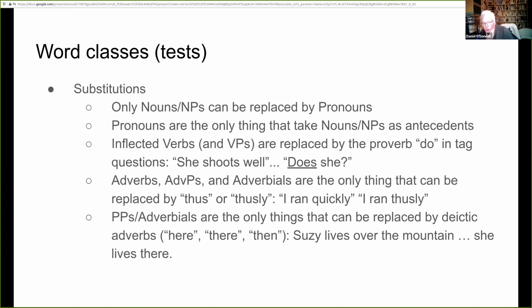Prepositions and adverbials are the only things that can be replaced by deictic adverbs. That's a fancy one. We didn't actually cover this in my section, but that's here and there, and the when and then. Deictic means that you're referring outside to the real world around the sentence. So Susie lives over the mountain. She lives there. There is basically a proform for adverbial prepositional phrases. There's a couple of other ones, but these slides and this video will be available for you to review. So I wanted to get some of them on the slide, really. Whoops, there we go.